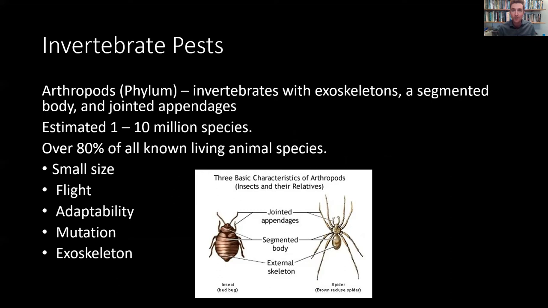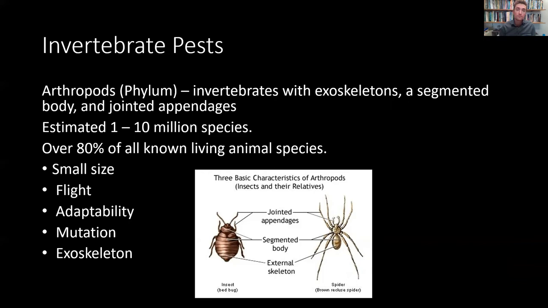And in some parts of the world, you go out on a single night and you capture whatever arthropods you can find, and you're guaranteed to find maybe 40% of them as species that are undescribed to science. Currently, we know that over 80% of all known living animal species are arthropods. So a great diversity and a great abundance of these creatures on Earth. And in general, they can all be characterized by a small size. Many of them fly. They tend to be highly adaptable to environmental changes. They go through mutations of one form or another, and they all have an exoskeleton.